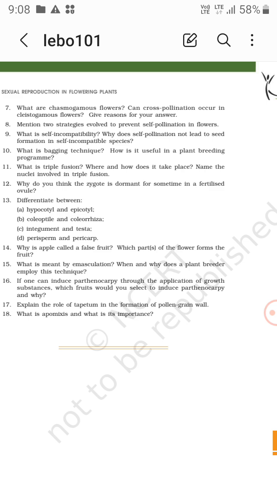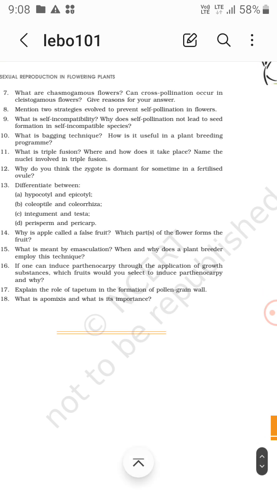So what is the bagging technique? After bagging, for the pollination, unwanted pollen should not pollinate the flower. Okay, so how is it useful in a plant breeding program?